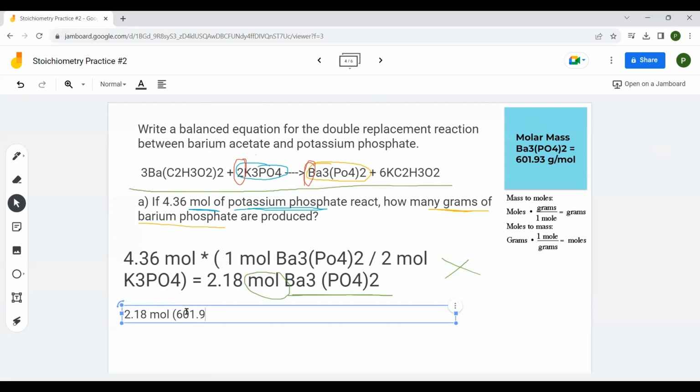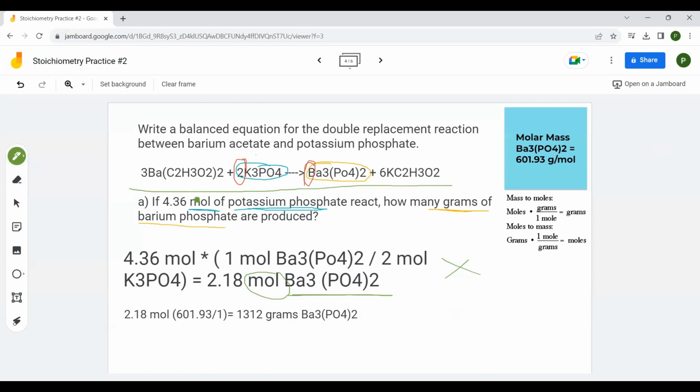601.93 grams per mole over 1. If I calculate that out, I'm going to end up with about 1,312 grams of barium phosphate. I can get my little green pen again, and I'm going to look at my question. It wants grams of barium phosphate. Guess what? I have grams of barium phosphate, so I know that I'm done.